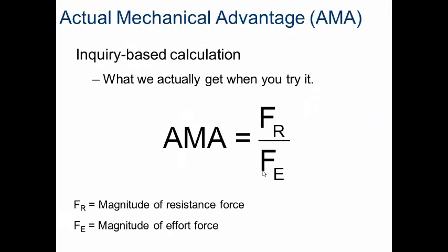The actual mechanical advantage is an inquiry-based calculation, so it's what you get when you actually try to lift the load. The actual mechanical advantage is the ratio of the force of the load over the force of the effort actually needed to lift that particular load.